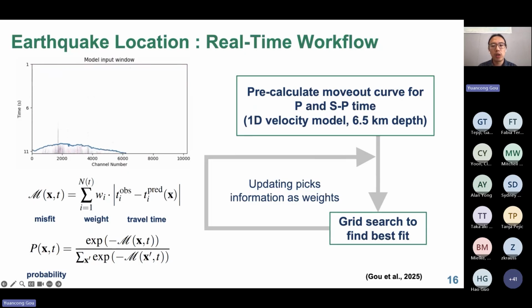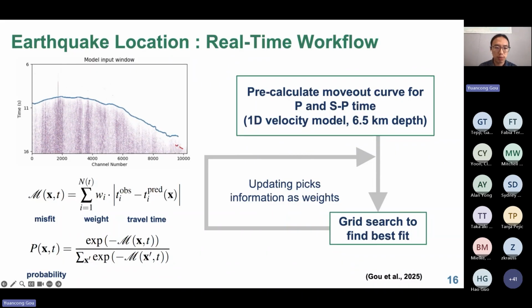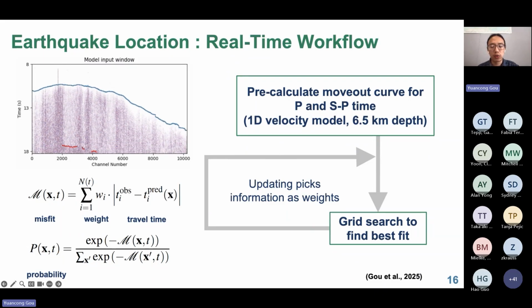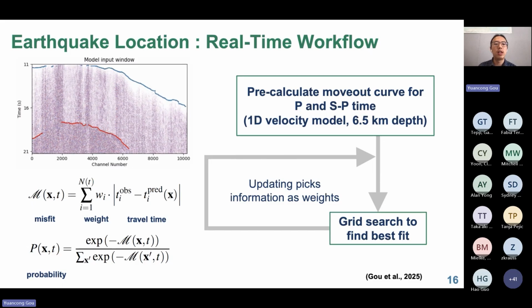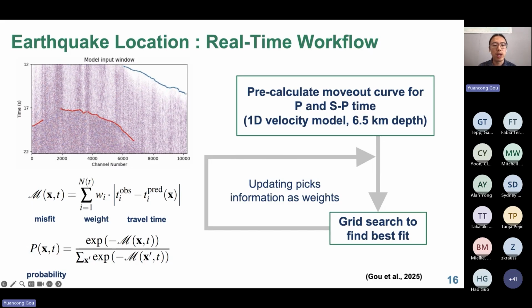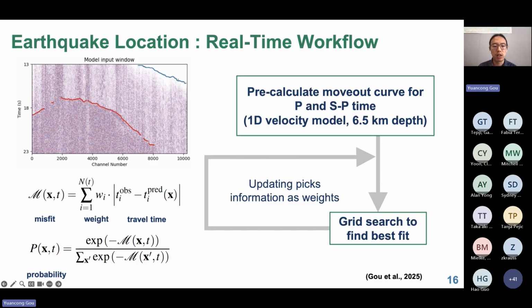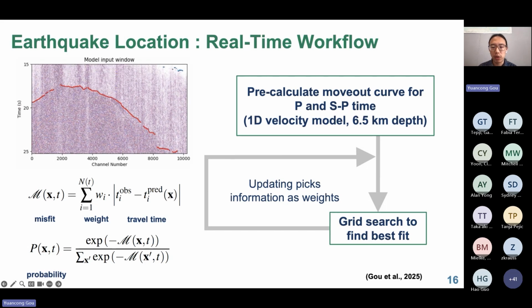And we also use some information from the machine learning model as weights to better stabilize this grid search process. So we use the phase score, which is like a quality metric for each pick, to weight the misfit, and then we convert it into a probability value.